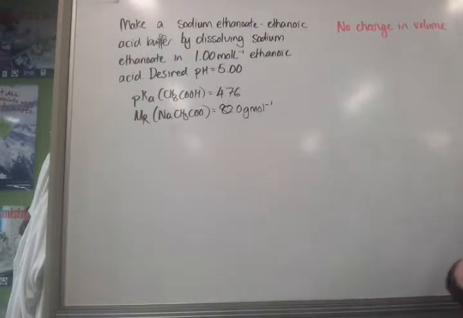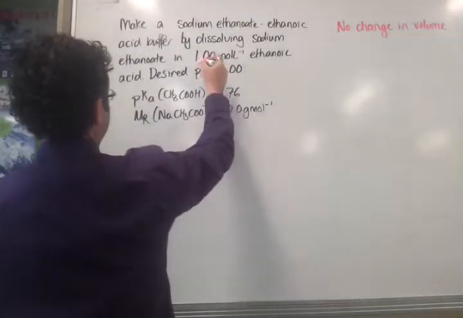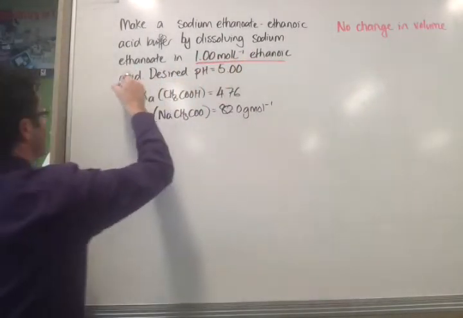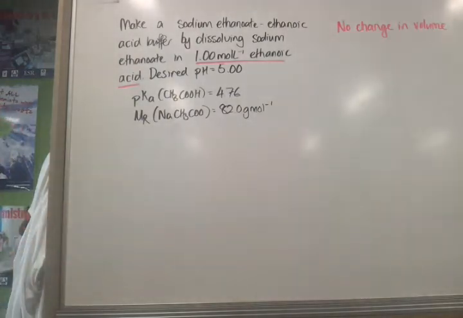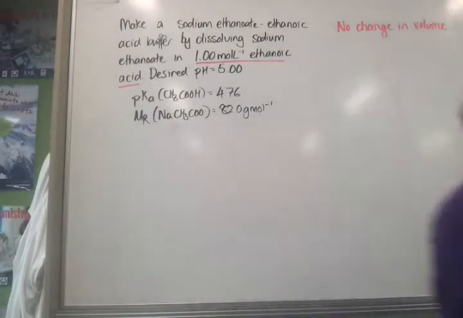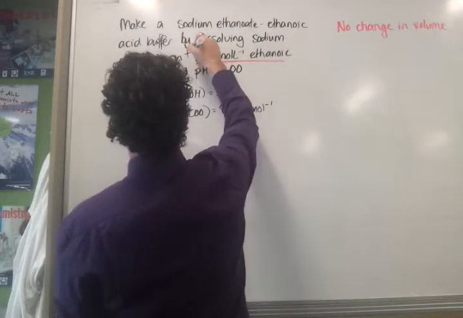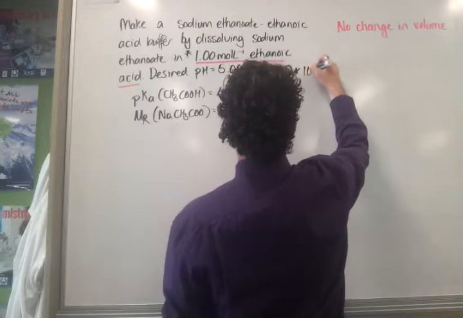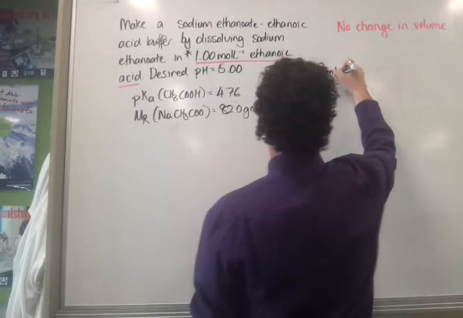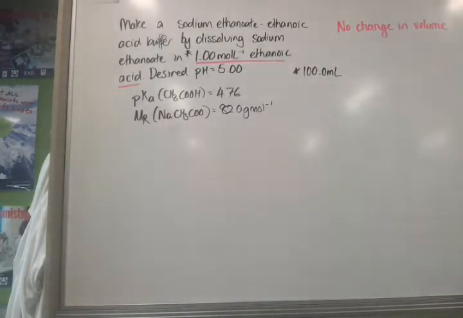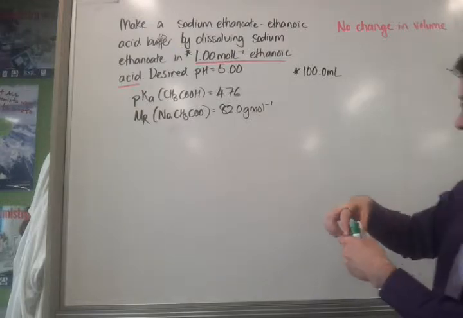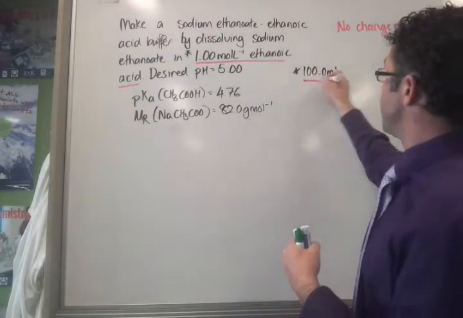So there's some things that we're going to look for in our question. One is that we've got our concentration of our acid. I'm sorry, I've forgotten in the question to say how much we've used there. It's meant to say 100 mils. I forgot to put it in there. Sorry about that, I forgot to put that when I was writing it up. So you've got 100 mils of 1 mol per litre ethanoic acid.